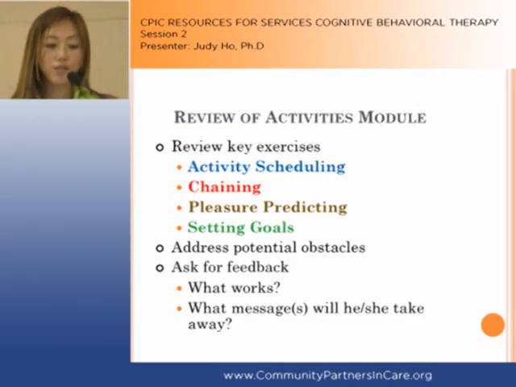I wanted to overview the activities module really quickly before we move on to the final module. In the activities module, once you're done with it, you would like to review with the clients the key exercises. So there's activity scheduling, chaining, pleasure predicting, and setting goals. You want to address potential obstacles just like you did at the end of the thoughts module. And you want to ask for feedback. What worked for the client and what messages will they take away?